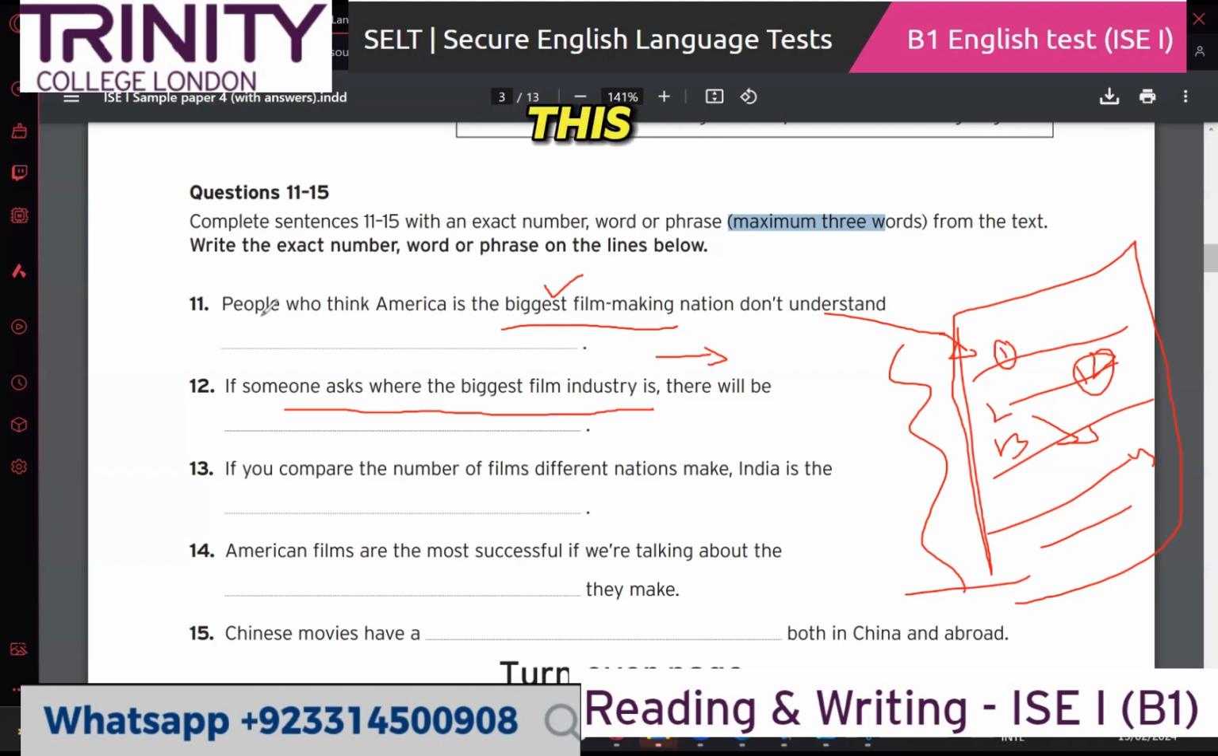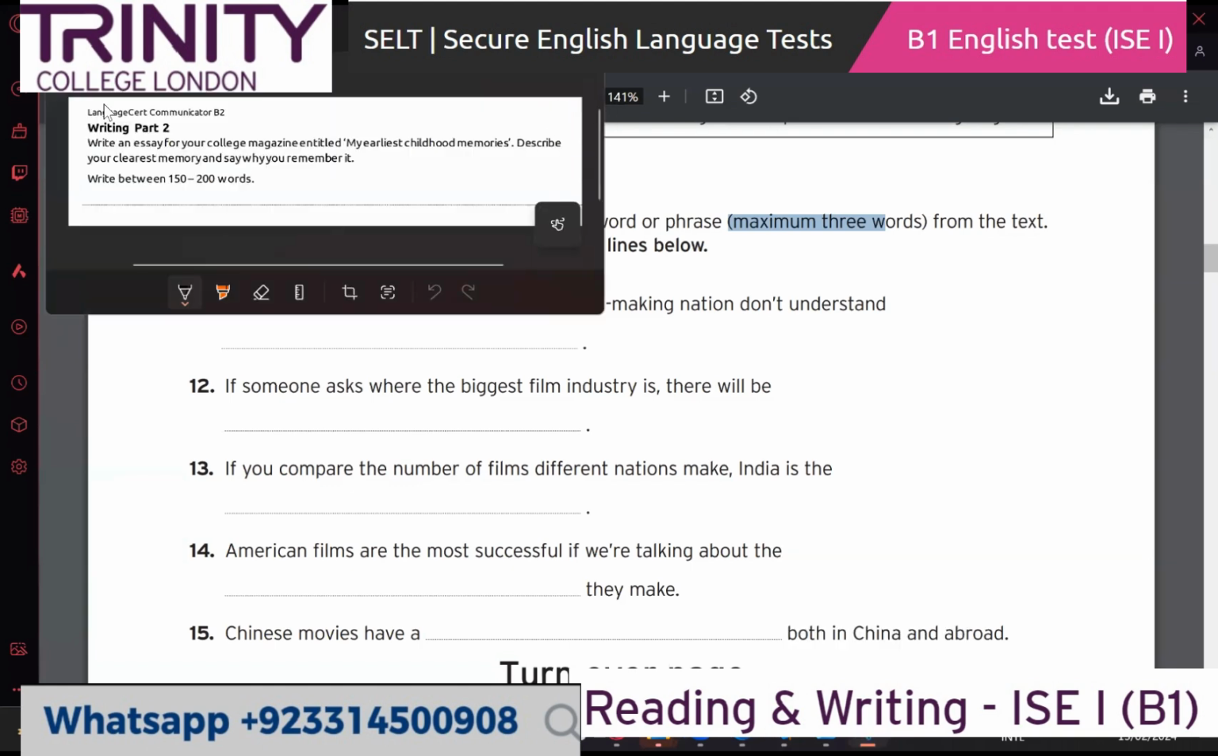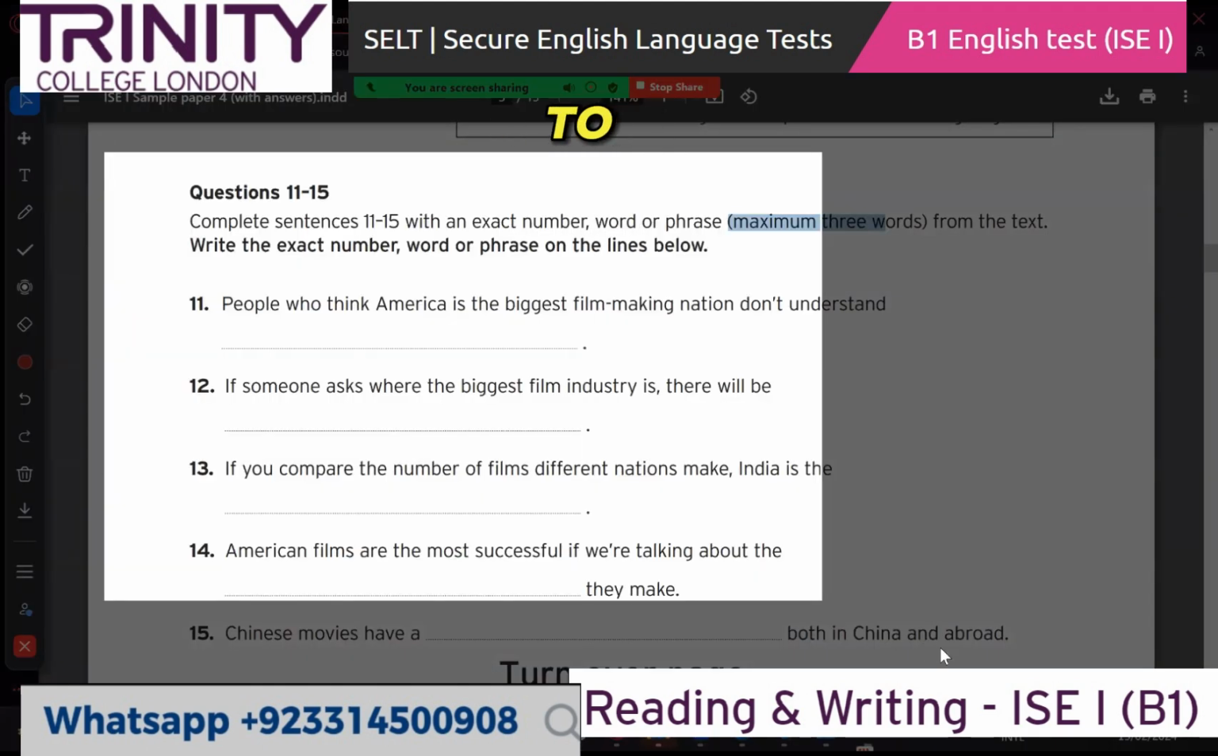The tip is that in your exam, always start with fill in the blanks, because fill in the blanks would allow you to have a deeper understanding of the text. Once you understand that, true, false, and match the heading is going to be very easy for you. So when you're solving your reading text, you are going to solve questions 11 to 15 first. That's what we are going to do right now.